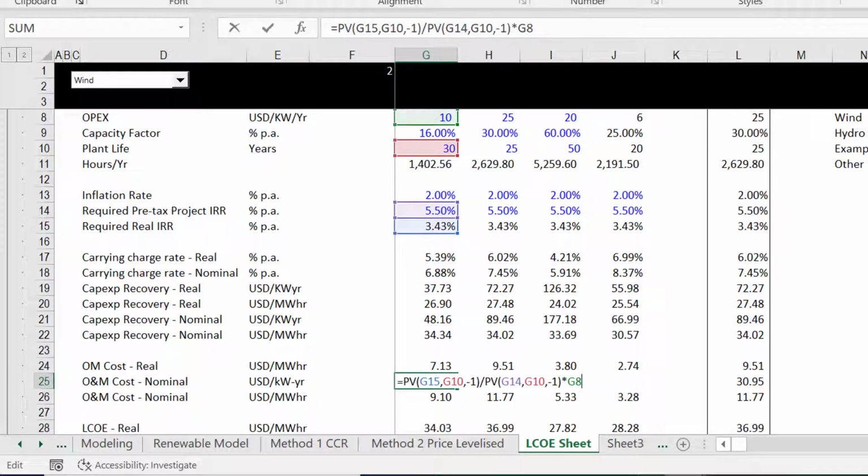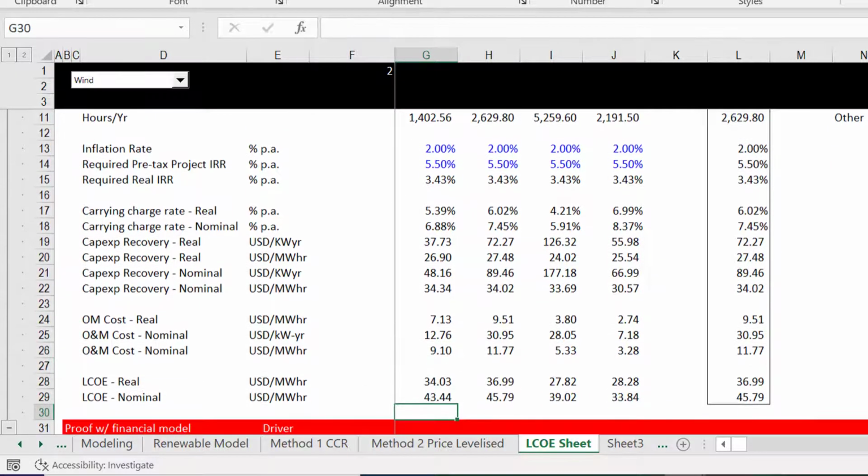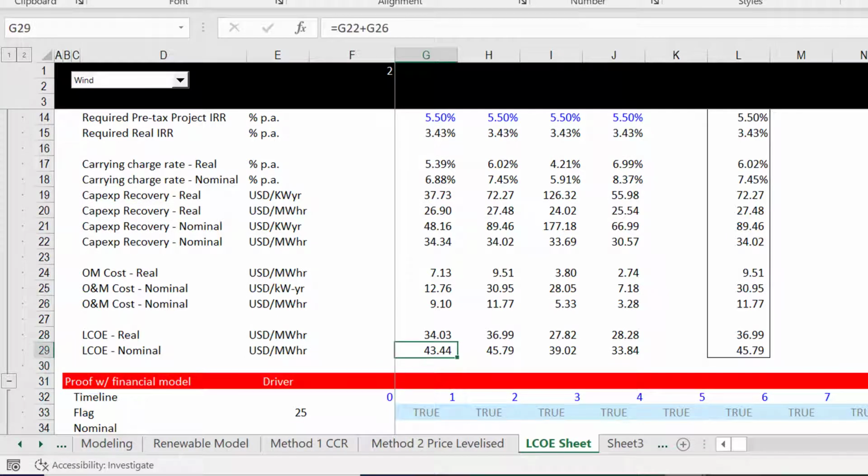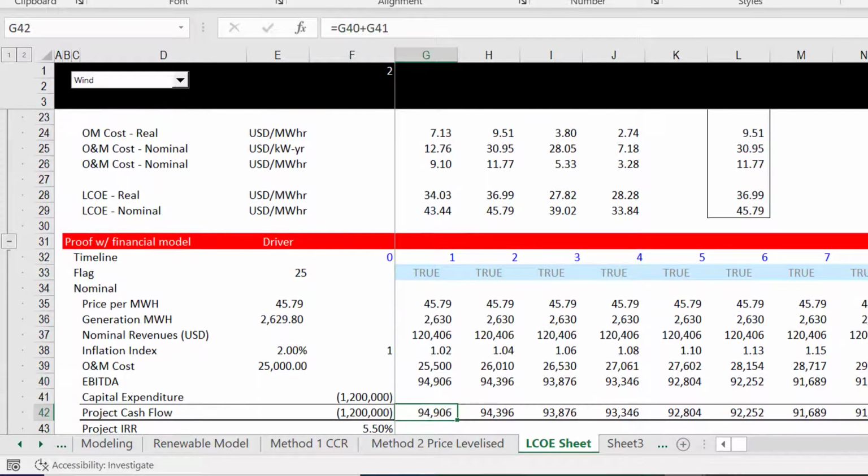This formula, which I never used to use, and I'm going to start using over and over and over again, or do something in your models to show what the real and nominal levelized cost of O&M is. Okay, and then we get our LCOE. And then with my little class, I said, okay, well, let's put our nominal amount in.